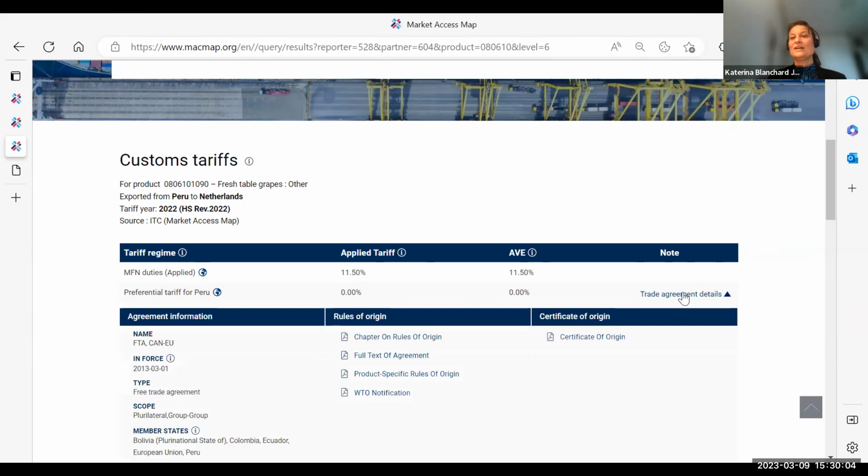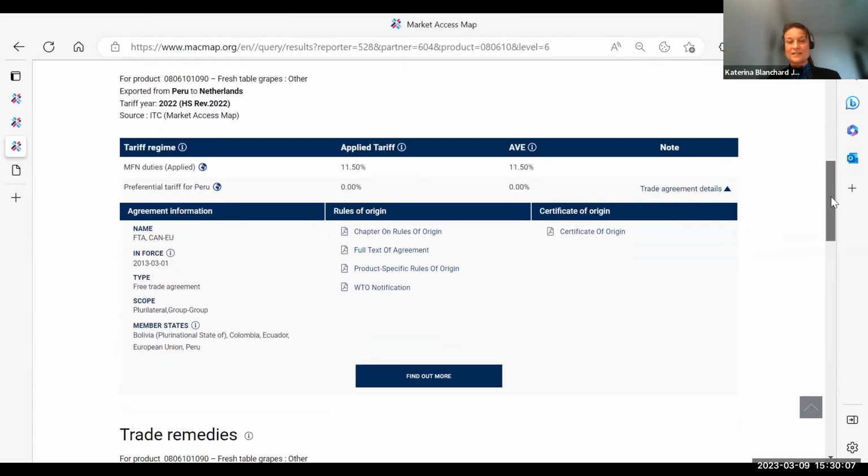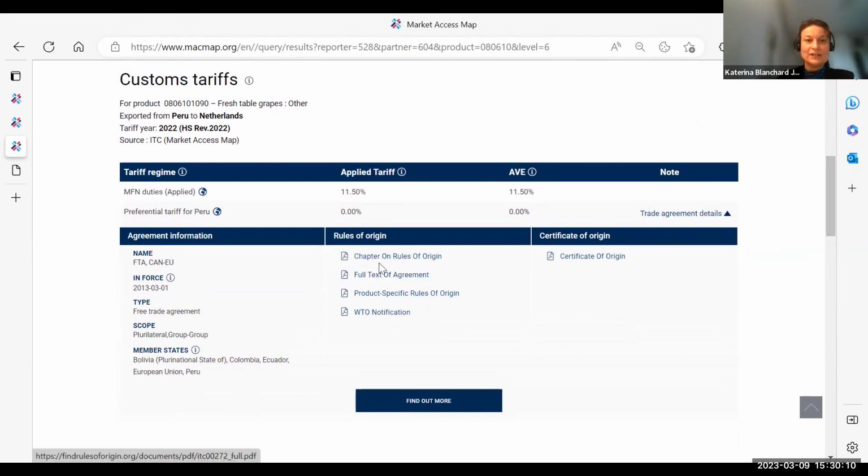So we click on this link, which directs us to the synthetic information about the agreement. We know that there is a free trade agreement between the EU and the Andean Community, which entered into force in 2013. And here we have the information about the parties to this treaty. Among them is Peru. In order to obtain the preferential treatment, the imports of grapes from Peru would obviously need to meet criteria related to rules of origin.